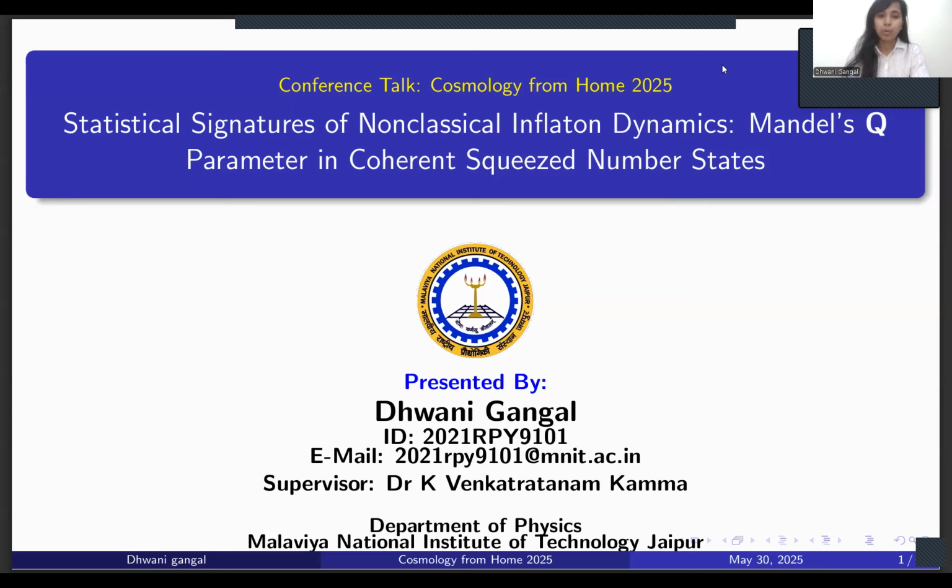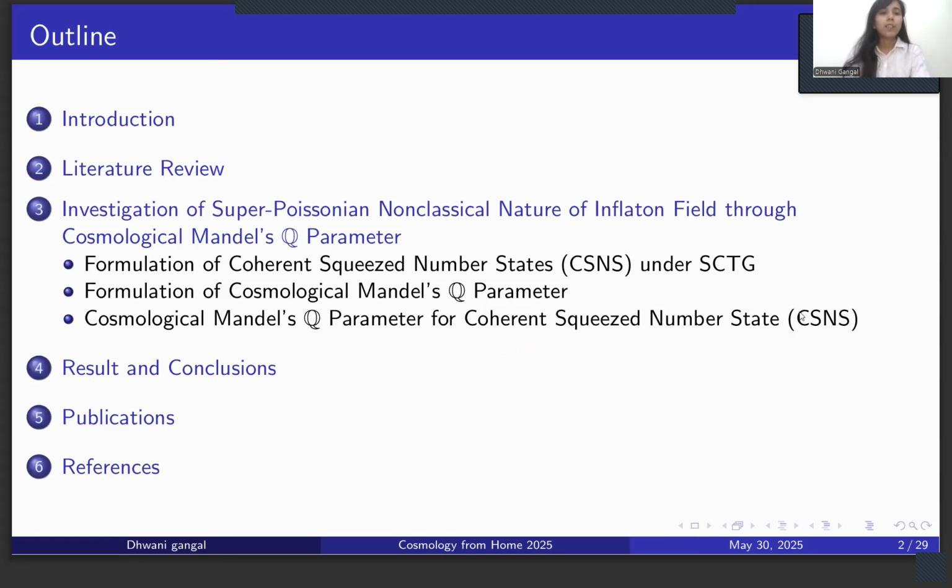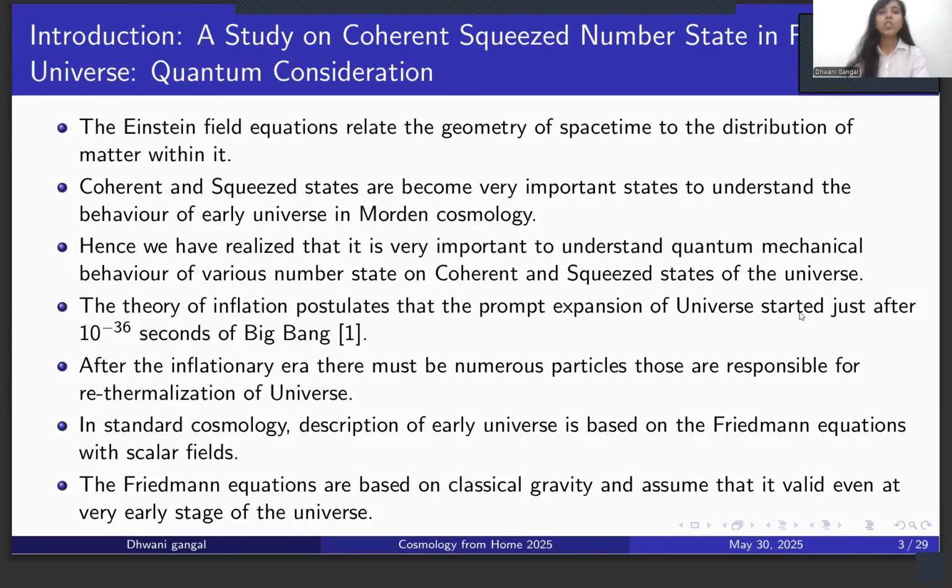Here is the outline of my presentation. Firstly, I want to introduce my work. Secondly, literature review. Third is what the Mandel's Q parameter is, why I'm doing this, and what the formulation of coherent squeezed number state in the semiclassical theory of gravity is. Next, results and conclusion, publications which this paper is related to, and references which I have used.